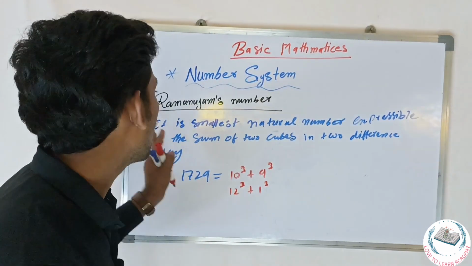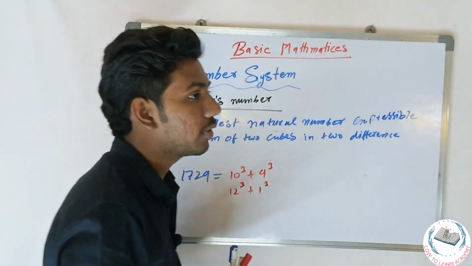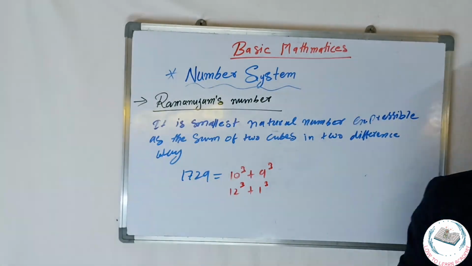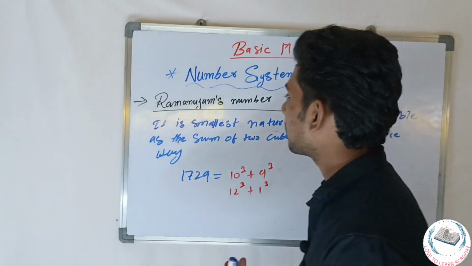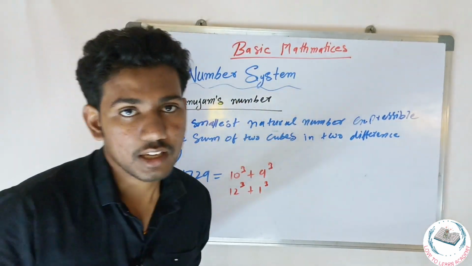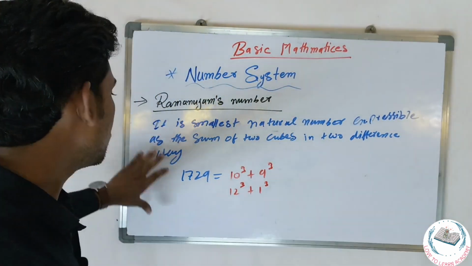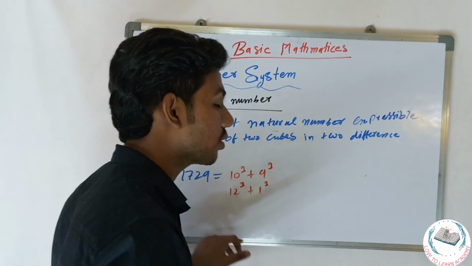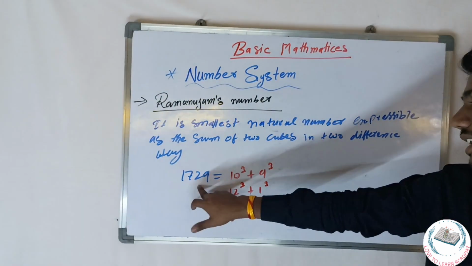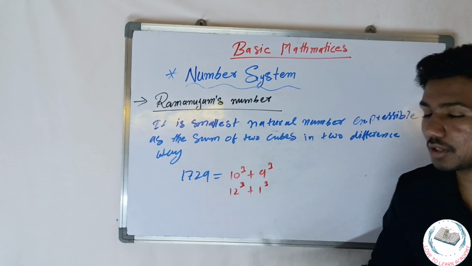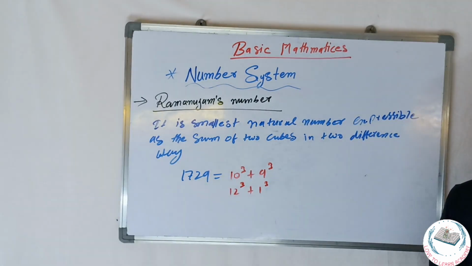Let us talk about Ramanujan's numbers. We already know about Ramanujan. Ramanujan was a great mathematician and a very fantastic person. He gave a number that is known as 1729, and that is known as the Ramanujan number. We know why we call this the Ramanujan number.